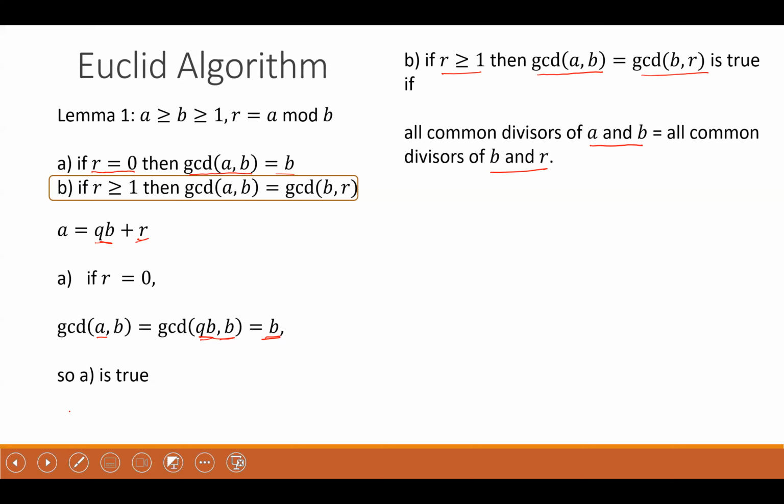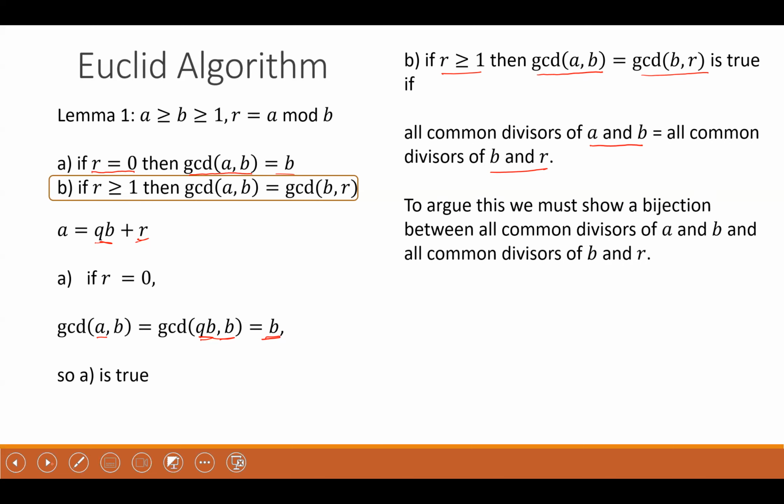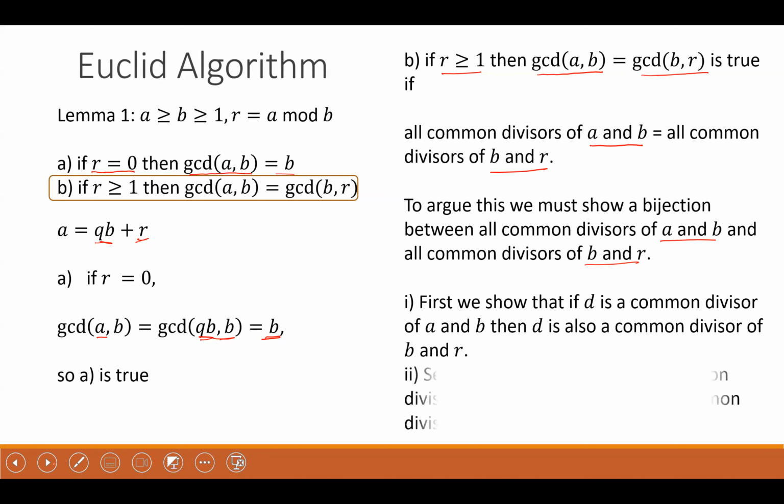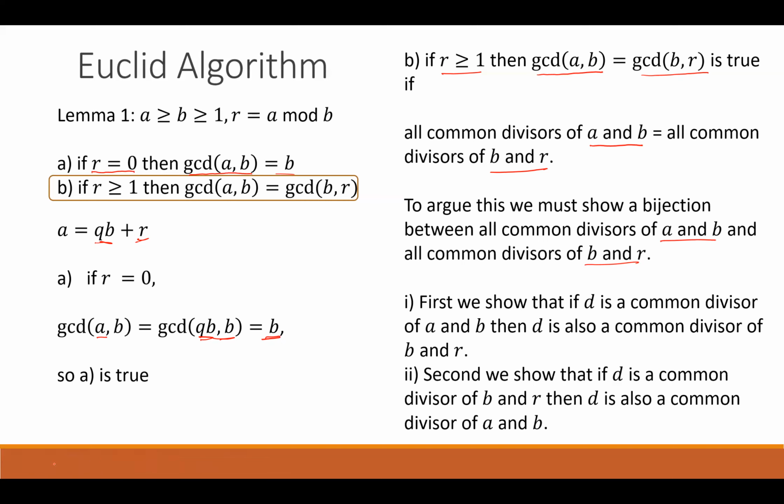Okay. So to prove that, we're going to show a bijection between the common divisors of A and B and the common divisors of B and R. In other words, we're going to look at just a general divisor of A and B and show that if D is a divisor of A and B, it must be a divisor of B and R. And then we're going to take our divisor D of B and R and say that, well, if it's a divisor of B and R, then it's also a divisor of A and B. And if we do that, we have a bijection, which means that the set of divisors is the exact same in both cases. All right. So yeah, questions so far?